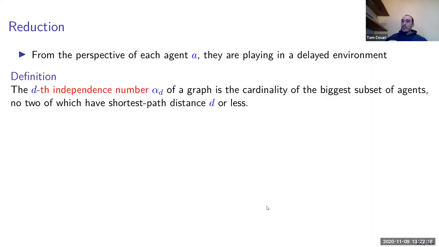So before giving you the result of the reduction, let me just give you a definition, which is the generalization of an independence number. Something is the d-independence number of a graph if it's the biggest cardinality of a set of nodes, none of which has distance d or less. Instead of one, it's d or less. It's also called the packing number at distance d, if you know this from somewhere else.